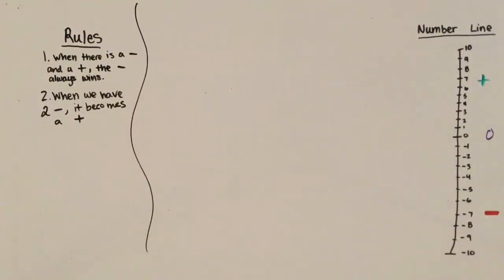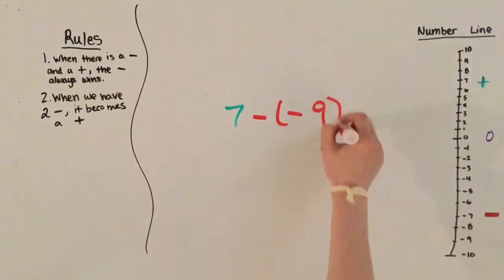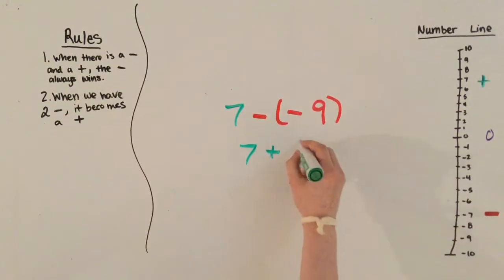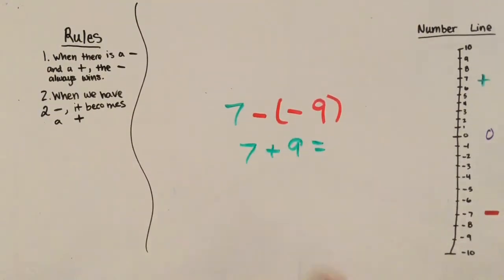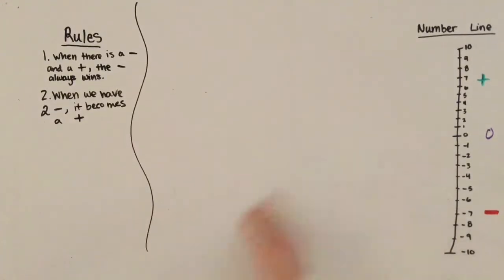So if we were to take the problem 7 minus a negative 9, you take it step by step using that second rule we took. So it would be 7 plus 9, and 7 plus 9 is just 16.